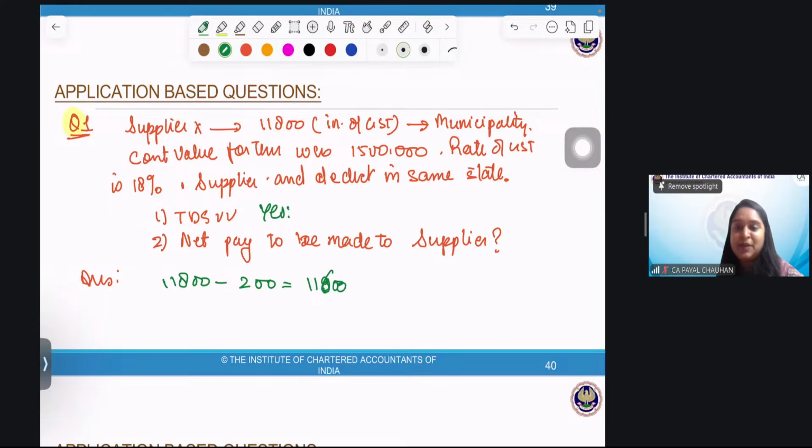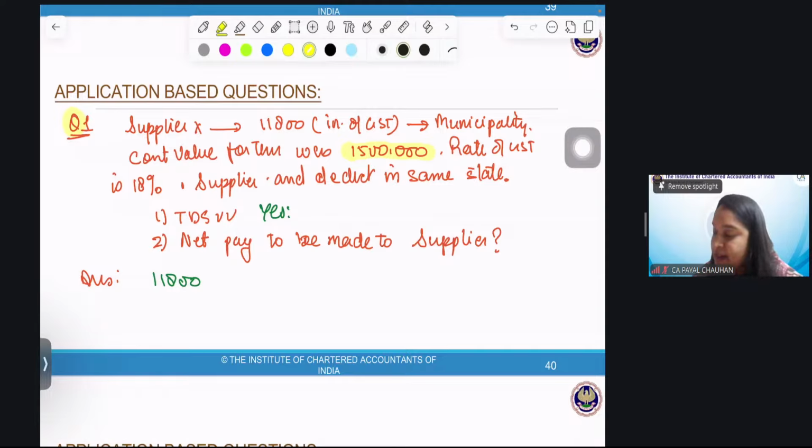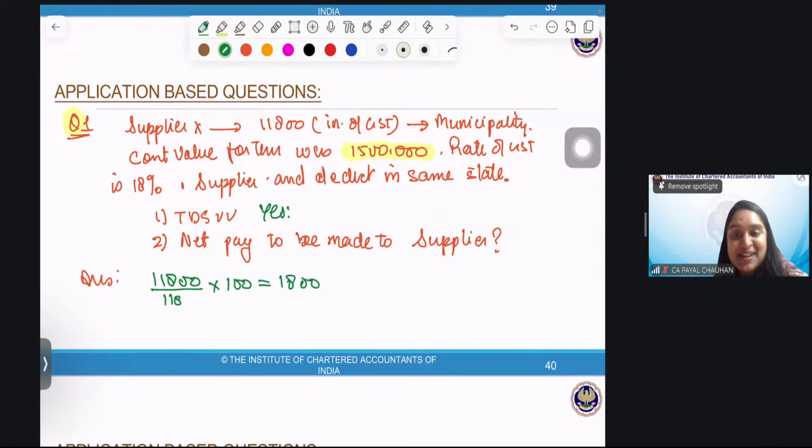Okay, let me do it for you. First of all, the payment is only of rupees 11,800. First question: will the TDS apply, as the contract value is over 2,50,000 rupees? Yes, because the contract value is rupees 15 lakh. The next question: 11,800 is inclusive of GST and the rate of GST is 18%, right? So what is the GST on 100? It is 18. Perfect.